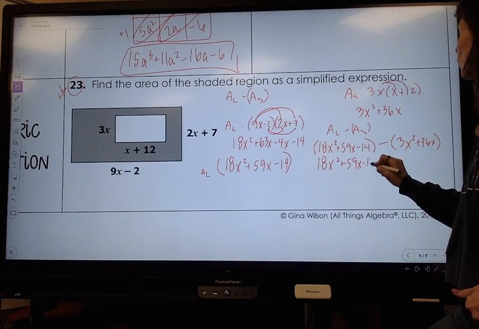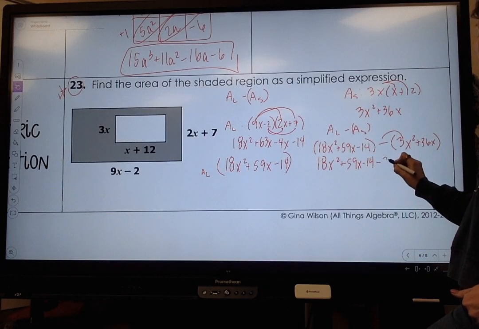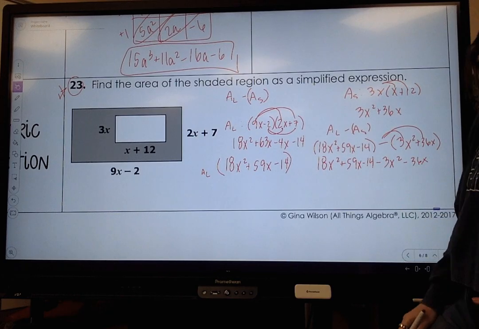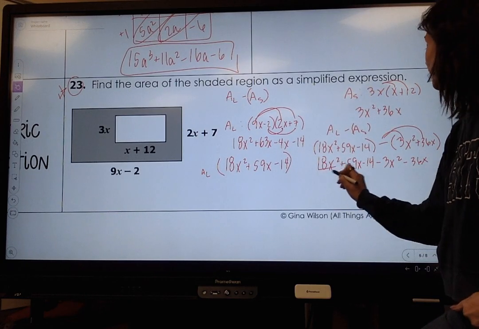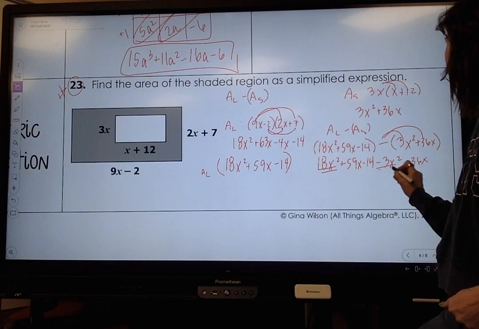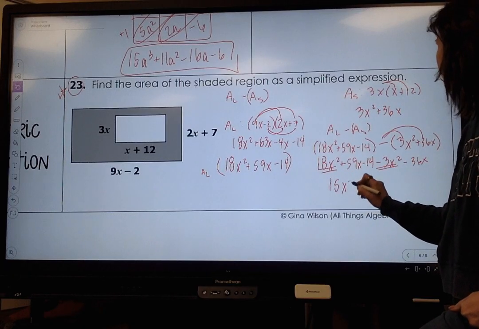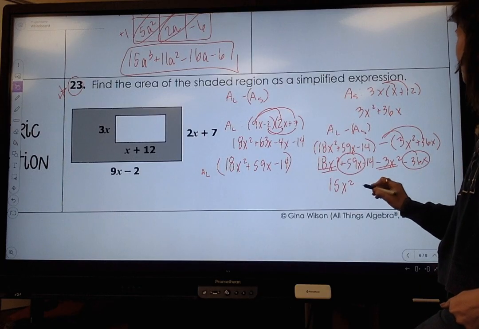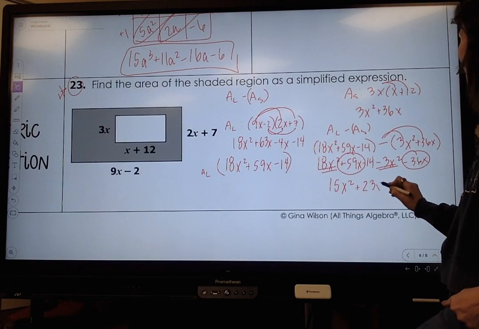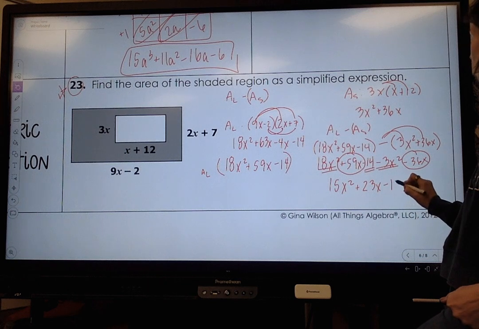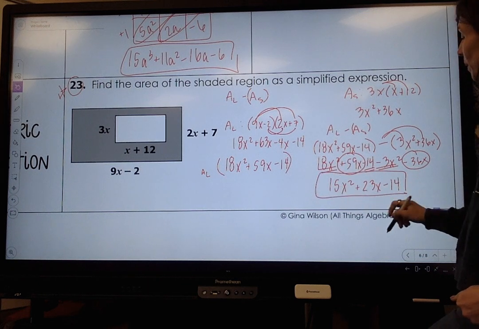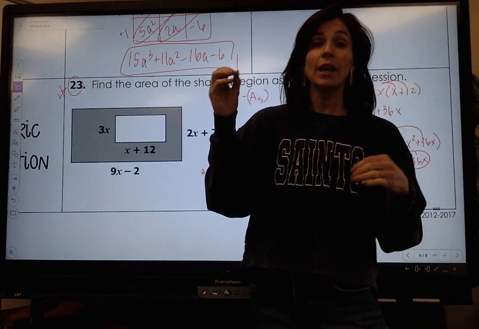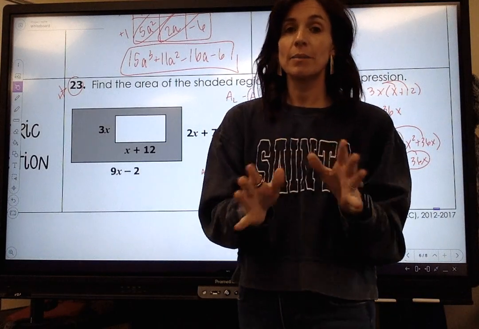And then I'm going to distribute this negative to get negative 3x squared and negative 36x. So when I combine my like terms, 18x squared and negative 3x squared, I get 15x squared. A positive 59x and a negative 36x is a positive 23x, and my constant term is negative 14. So this would be the area of the shaded region. Okay, so it's real simple if you keep your work organized. Come see me if you're struggling.